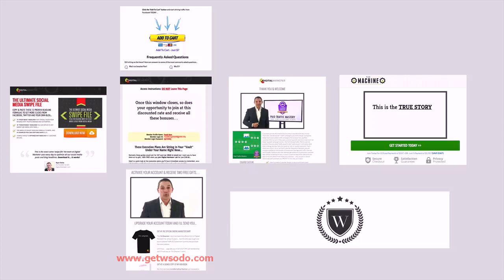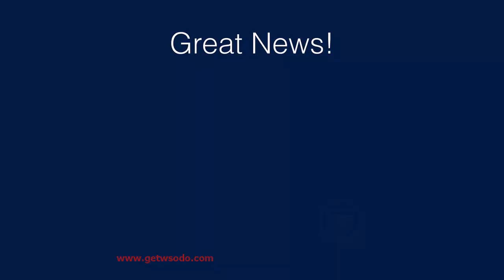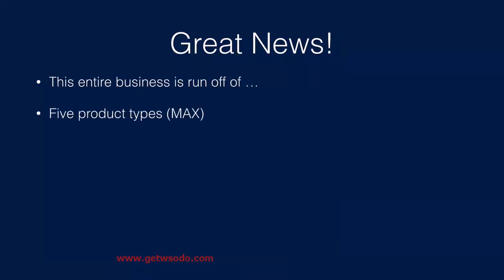So here's the thing. All of this is great news because there's really nowhere for us to get overwhelmed. You see, this entire business is run off of 5 product types max. I mean, that's if you want to go hog wild crazy and use all 5 of them. The most types of products we can have is 5, and that's if we're just real overachievers. A lot of people just have 1.